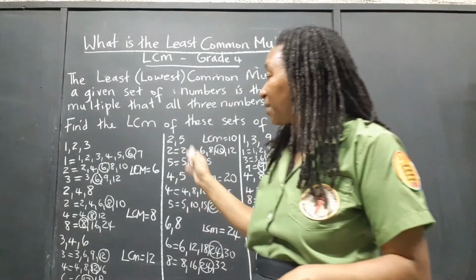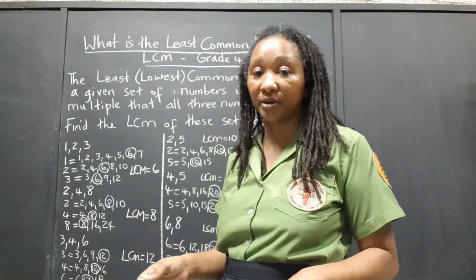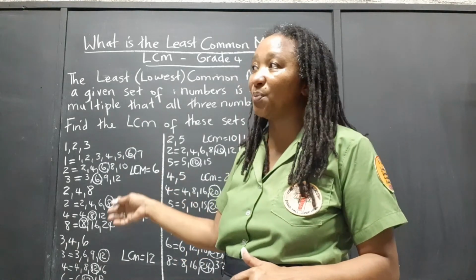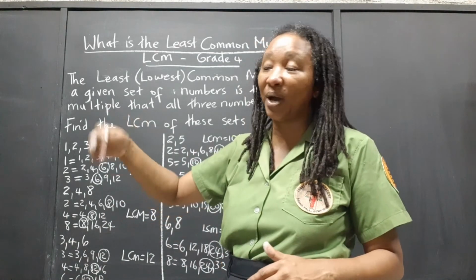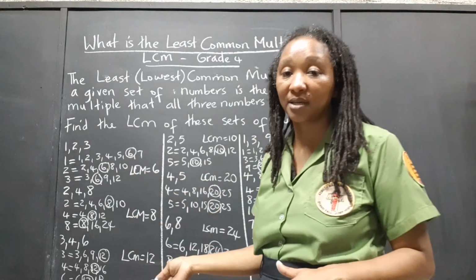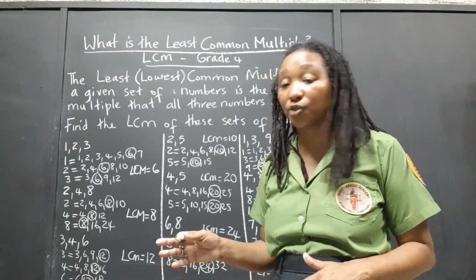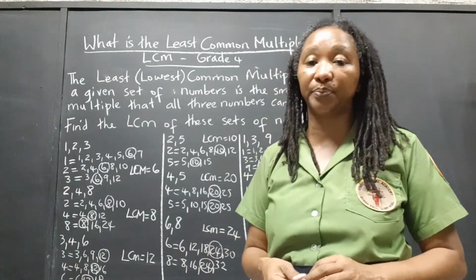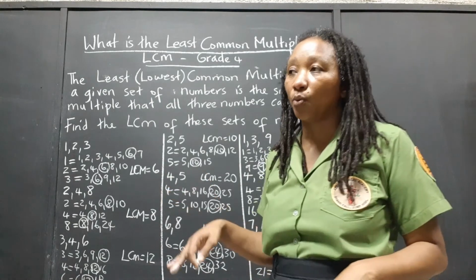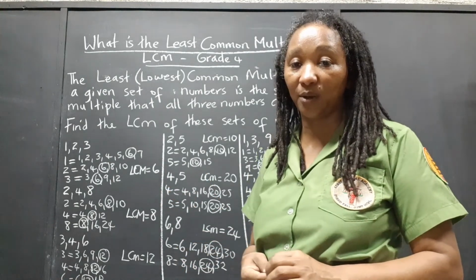So start with the biggest of the lot. That way it's easier. If you start with the smallest one, you might be going on and on and on and not realizing that you have actually passed the common multiple, the lowest one. Because remember, they might have other common multiples, but we might just want the lowest one, right? So you have to know to find the lowest one.